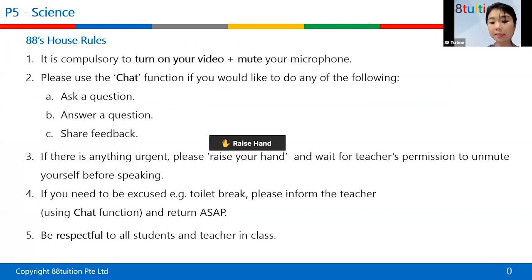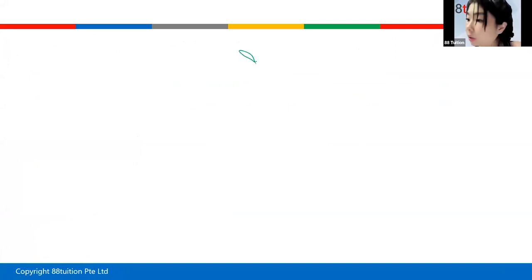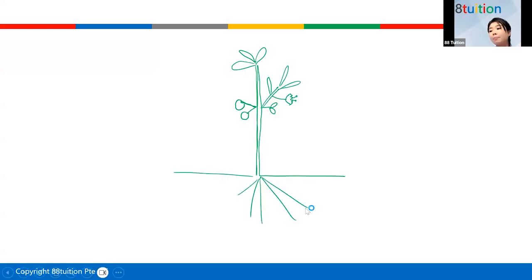Okay, so Jay, you can see the slides on the screen, right? All right. So this is a blank slide. I'm just going to draw out the plant. The most important parts of the plant, I will draw out. These are the important parts of the plant that you need to know. Let's start from the bottommost part.